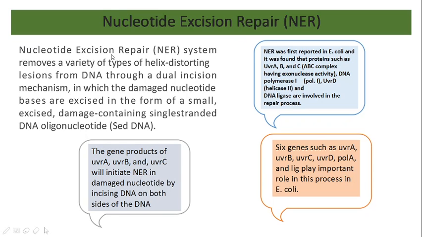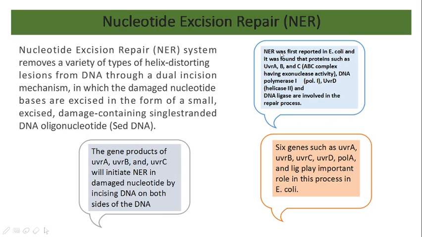This nucleotide excision repair system removes a variety of helix-distorting lesions from DNA through a dual incision mechanism. That means it makes two cuts, in which the damaged nucleotide bases are excised in the form of a small damage-containing single stranded DNA oligonucleotide. So it makes dual nicks on either side of the pyrimidine dimer so that the excised piece can be removed in the form of 7 to 10 single stranded DNA nucleotides.